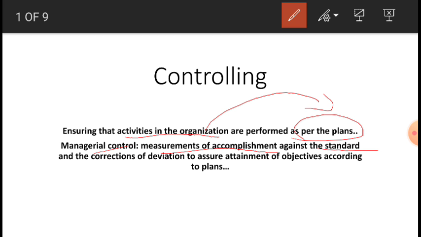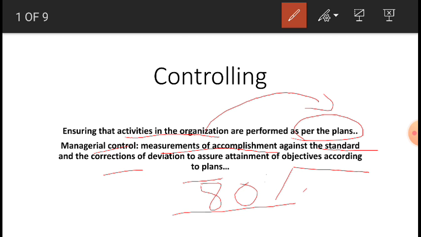Every organization will set some standards, like sales should go up by 80%. This is one standard. So they will calculate the actual performance, whether it has reached that standard or not. Then the corrections are done to see that objectives are according to the plans. It is a similar thing.